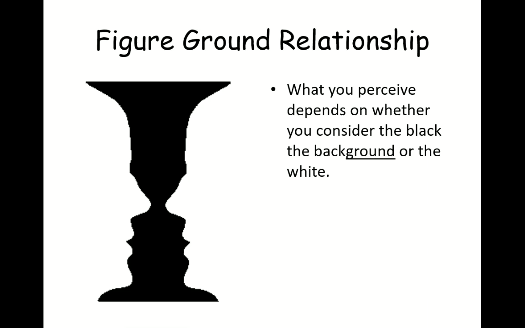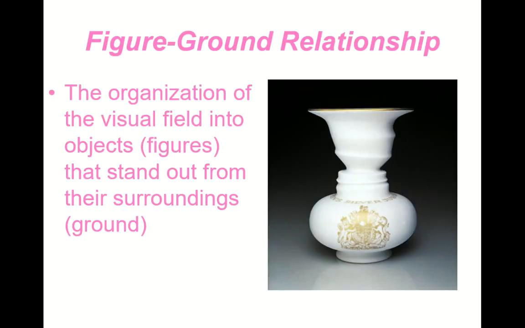So on a figure like what you're looking at here, you can switch it. You could put the black as the figure. If you put the black as the figure and the white as the ground, you'll see a vase. But if you put the white as the figure and the black as the ground, you'll see two faces looking at each other. So this is called a reversible figure, where you can reverse the figure and the ground. You could do that in your head. Notice the faces.